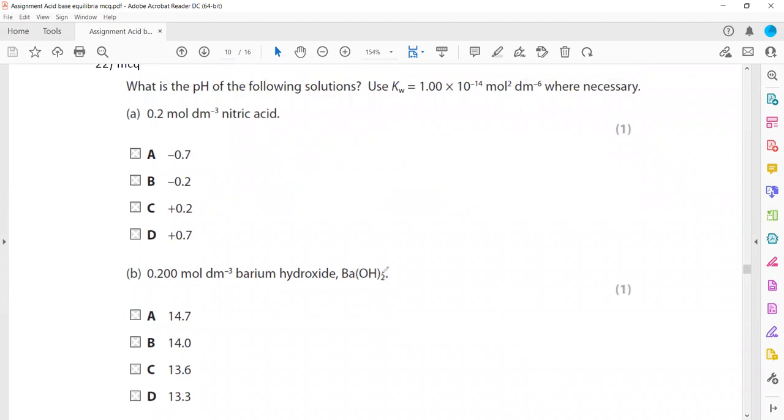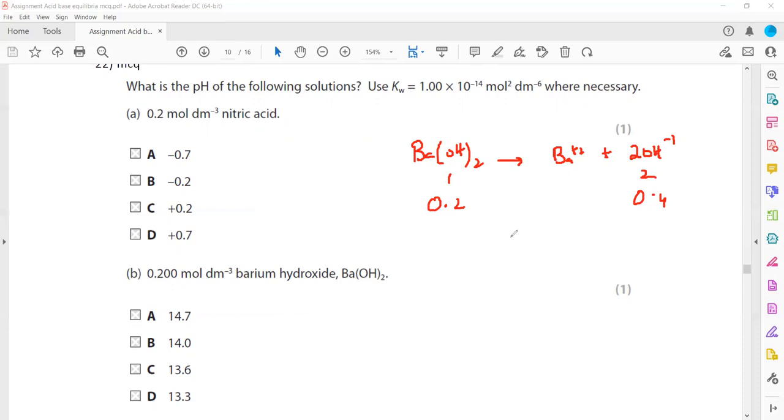So how to solve such a question? Barium hydroxide will dissociate into barium ion and 2 hydroxide ions. So if we have one molecule of barium hydroxide, 2 moles of hydroxide will be formed. So if this is 0.2, this will be 0.4. Why 0.4? Because the ratio between them is 1:2.